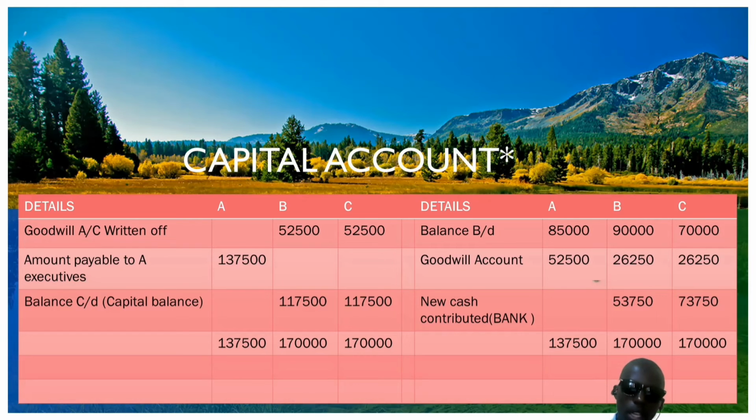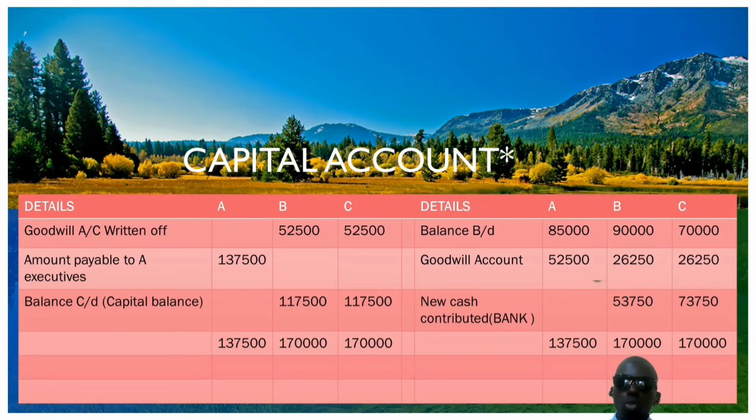53,750. Concerning C, the amount on the debit side of the capital account is totaling 170,000, yet on the credit side of the capital account, we have only 70,000 and 26,250. So C is required to introduce a fresh capital of 73,750, and their total balances are as follows. A is balancing at 107,500, B is balancing at 170,000, and C is balancing at 170,000. I think that point is at home.